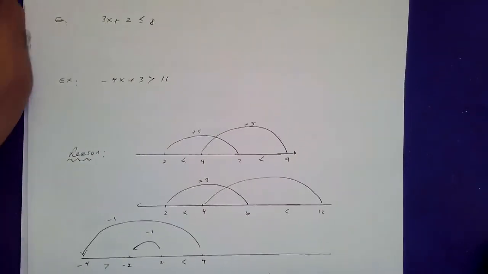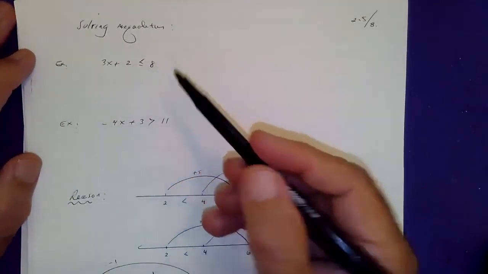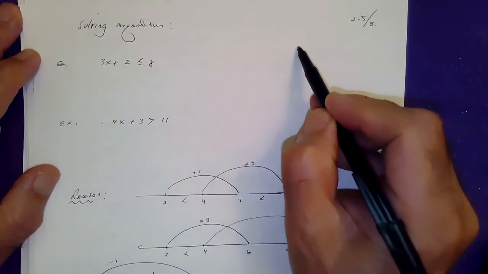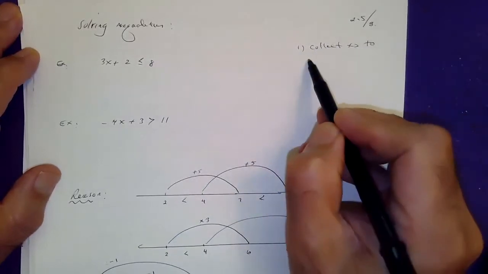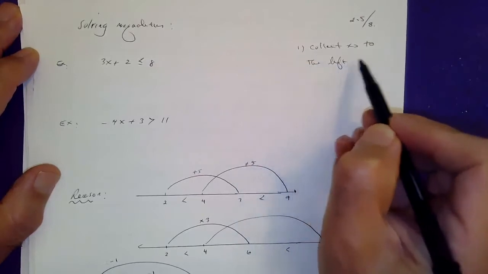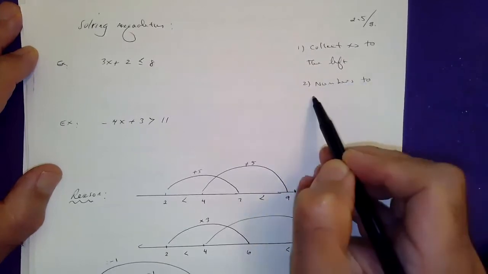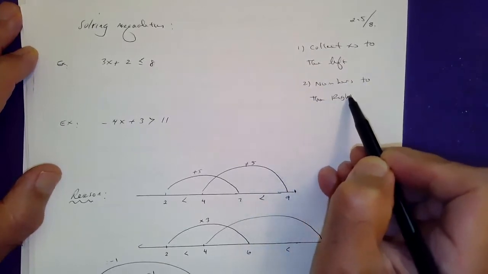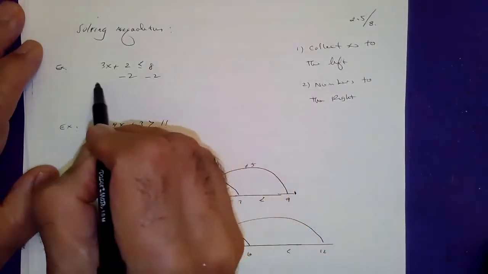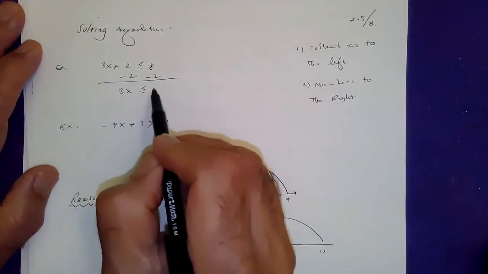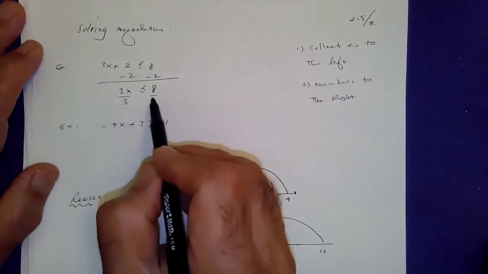All right, solving inequalities. This is just like equations. So we collect x's to the left and numbers to the right, just like equations. So in this case, we subtract 2. So keep track of your inequality sign. Divide both sides by 3.